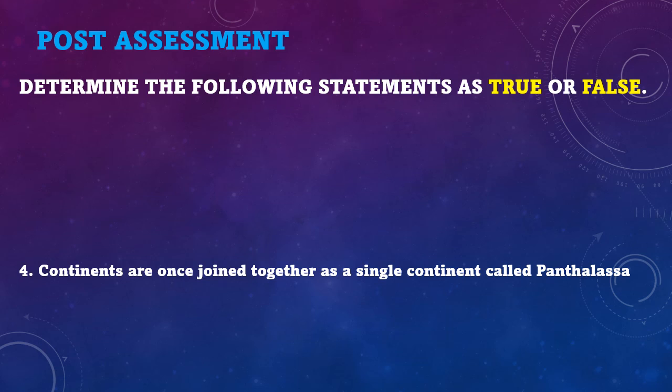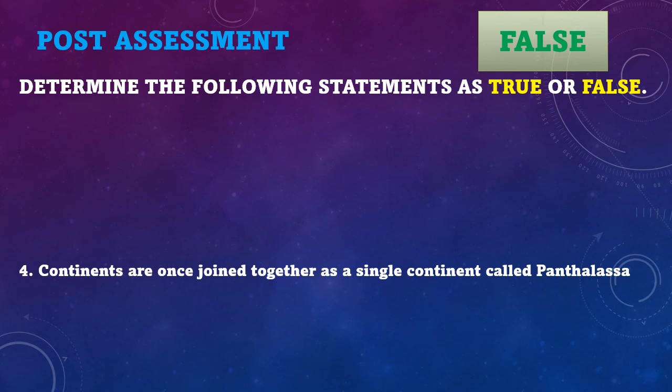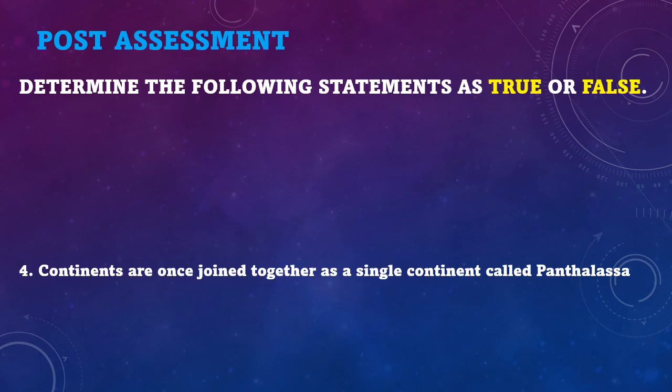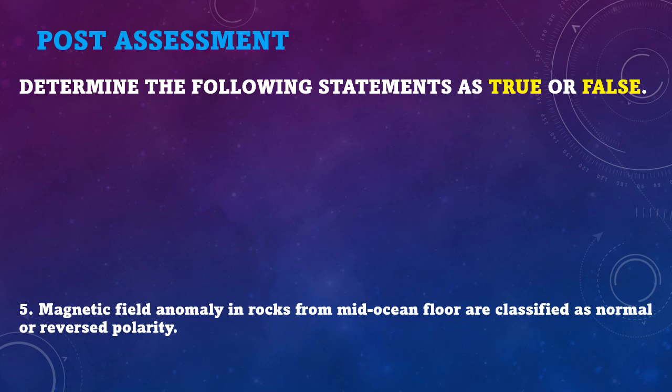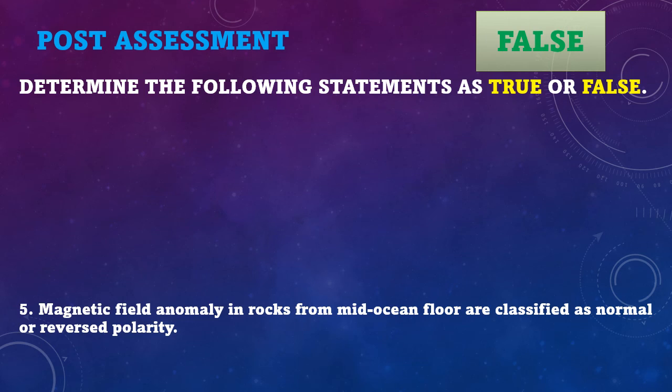Number 4. Continents were once joined together as a single continent called Pangaea. True or false? The answer is false. And number 5, magnetic field anomalies in rocks from the mid-ocean floor are classified as normal or reverse polarity. True or false? The answer is false. It should be magnetic reversal.